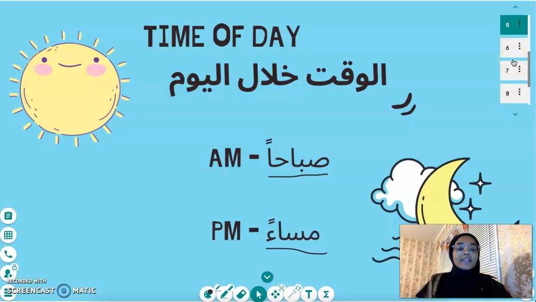So now that we've learned the vocabulary words for the elements of time, we're going to learn how to tell time during the time of the day. So it's AM or PM, daytime or evening time. AM in Arabic is صباحا. PM in Arabic is مساء. صباحا comes from the word صباح, which means daytime. مساء comes from the word مساء, which means evening time.